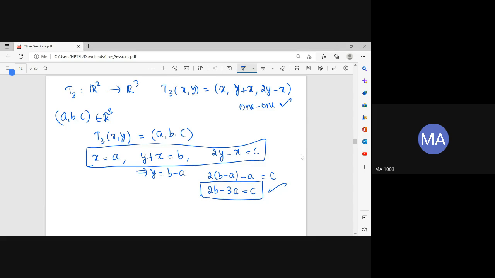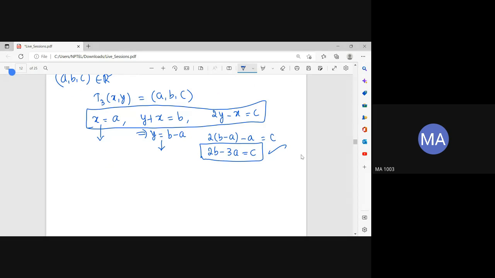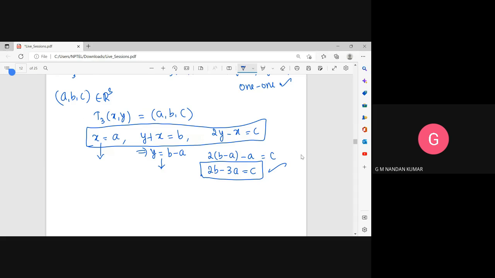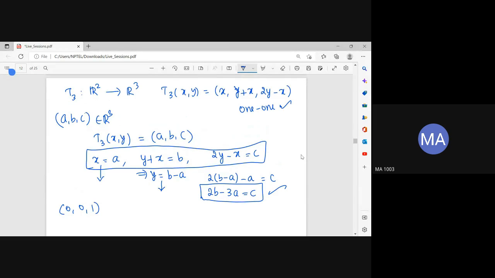Yes. Because I'm getting the value of x from here, I'm getting the value of y from here, and when I plug that in here, it should be equal to c, right? Only then the system has a solution. But when I plug those two values in here, I'm getting c is equal to 2b minus 3a. I cannot force c to be equal to 2b minus 3a, right? So they're free to choose c. Say I take (0, 0, 1). Does this have a pre-image?